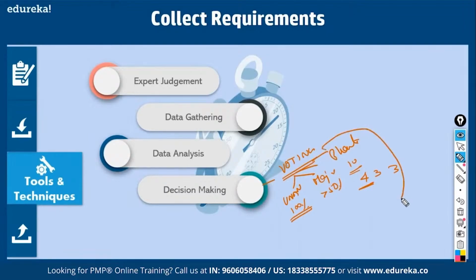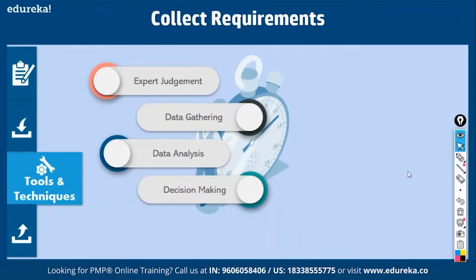But at times what happens is the stakeholders may nominate somebody else to take a decision. That is called autocratic decision making, or delegated decision making. These are all the ways in which a decision could be taken. Then you also require soft skills to conduct facilitated sessions and get information from stakeholders, right?